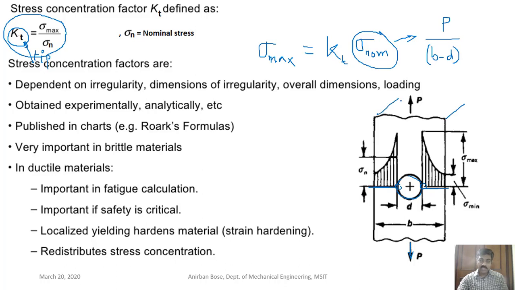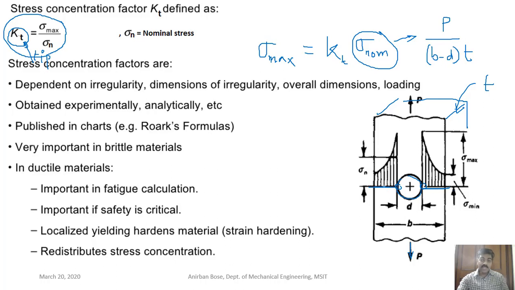Suppose the thickness of the plate is T, so B minus D into T. This is the area that you have to consider at that section. So this is basically the average, that means the total load divided by the area on which the material is there. So P by (B minus D) into T. If you do that, you will get the average stress which is acting at that section.